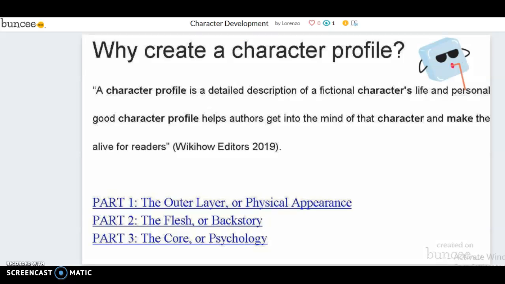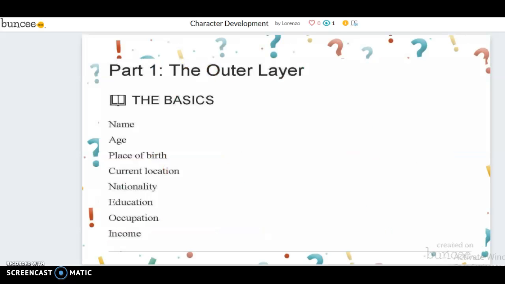So why do we create a character profile? A character profile is a detailed description of a fictional character's life and personality. A good character profile helps authors get into the mind of that character and makes the character alive for the readers. There's three parts to a character profile. There's the outer layer or physical appearance. There's the flesh, the backstory, and then there's the core or the psychology. The outer layer would include just the basics about a character, the name, age, place of birth, and so on and so on and so on.